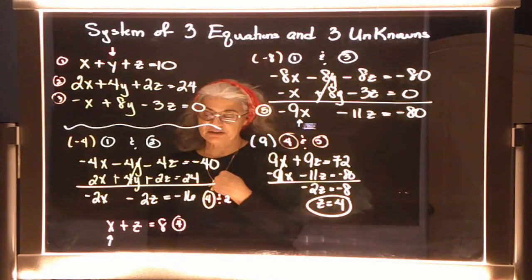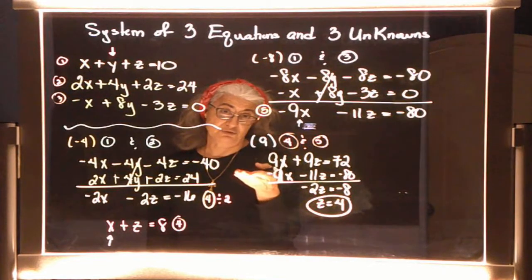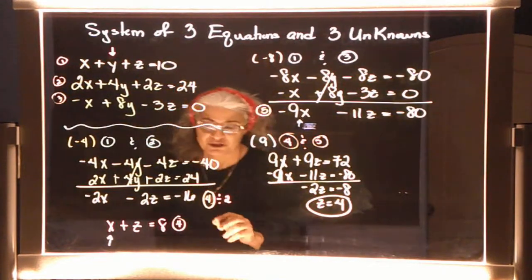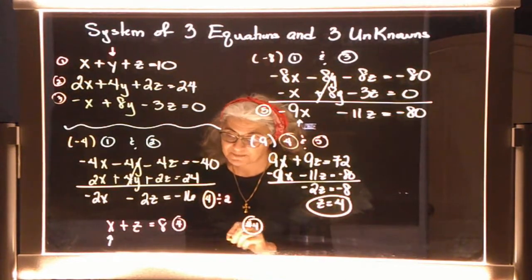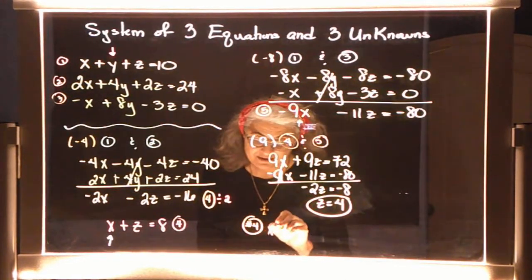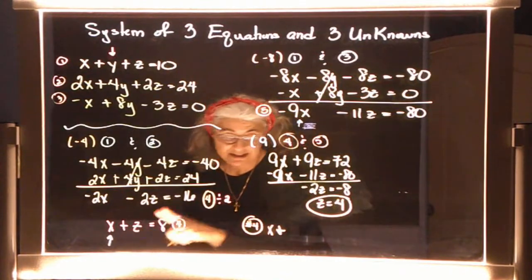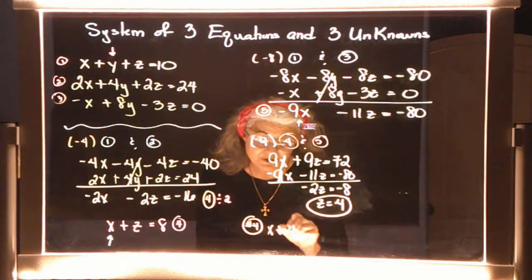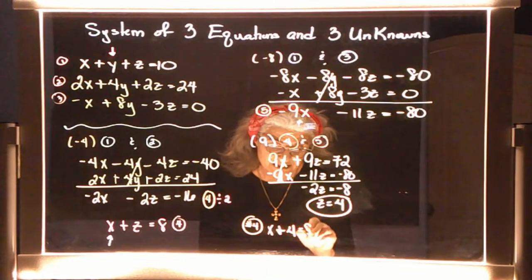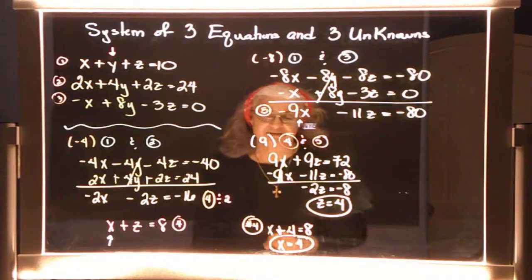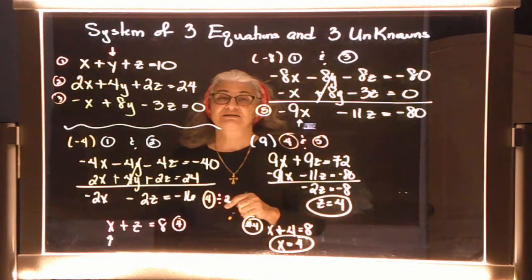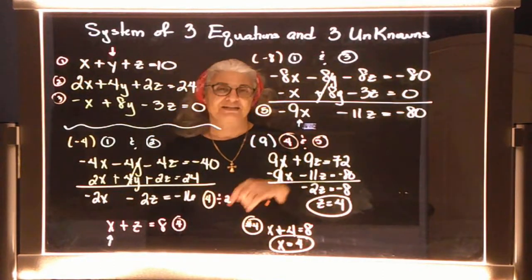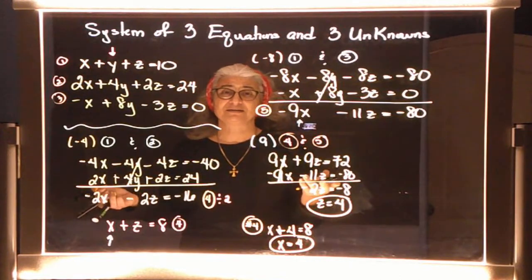And me personally, I like equation 4, don't you? All right, so using equation number 4, we have x, I'm going to use this one, plus z. Well, since z is 4, I'm going to say x plus 4 equaling 8, which means, yeah, x equals 4. Awesome. So now I have x and z. What do I need? I need y. So how are you going to find the y?